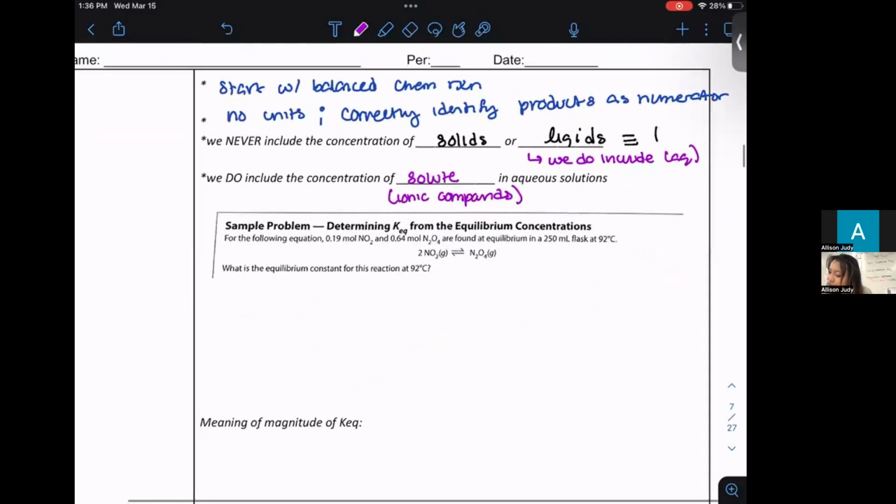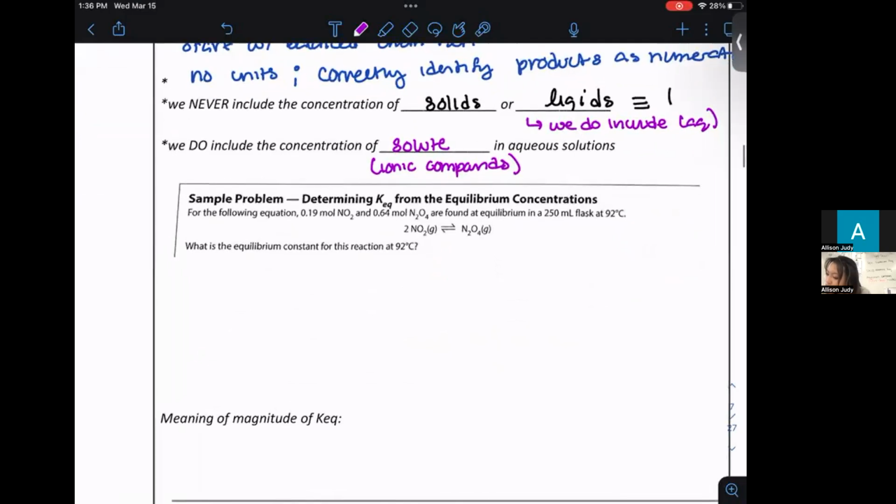Okay, for this one, let's do it together. For the following equation, we have 0.19 moles of NO2 and 0.64 moles of N2O4 found at equilibrium. You must have the assumption that you're at equilibrium. You cannot write KEQ if you are not at equilibrium. This is in a 250 milliliter flask at 92. So what is the equilibrium constant, capital K?